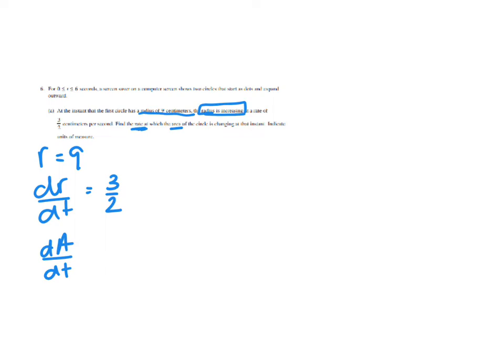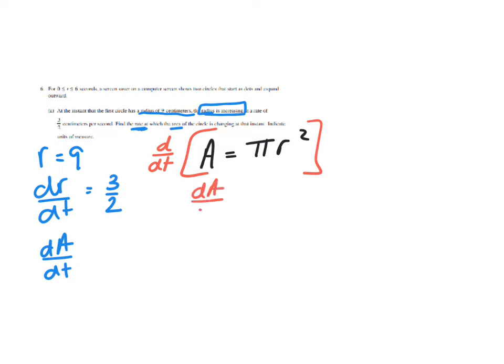They're just asking you to find dA/dt. They're not giving you the formula. You should know the area of a circle is pi r squared, and dA/dt means they want you to take its derivative. So all I'm going to do is derive this with respect to time. Everybody gets a derivative with respect to time, so this becomes dA/dt equals, bring that 2 down, 2 pi r times dr/dt. And watch how nice this is.